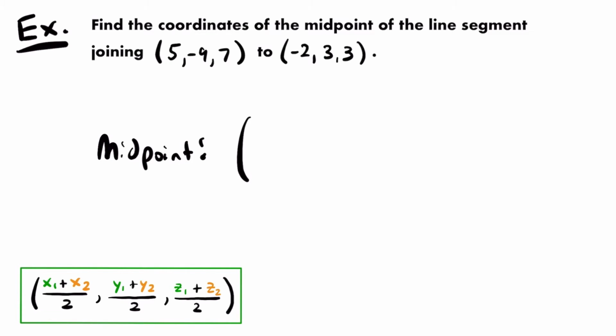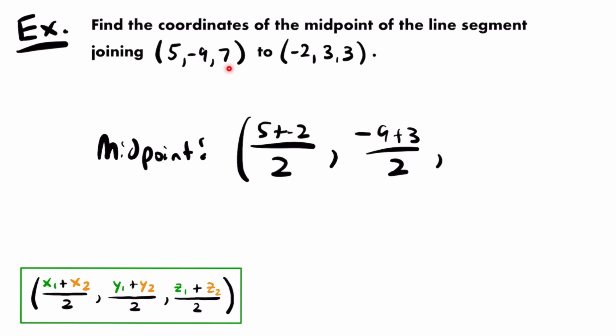It'll look like this. We'll take the average of our x-coordinates, so we'll add 5 and -2, 5 plus -2, and then we'll divide that by 2. Then we'll average our y-coordinates. So we'll have -9 plus 3 divided by 2. And then we'll average the z-coordinates. So we'll have 7 plus 3 divided by 2.